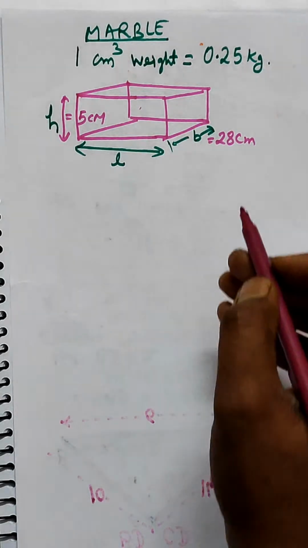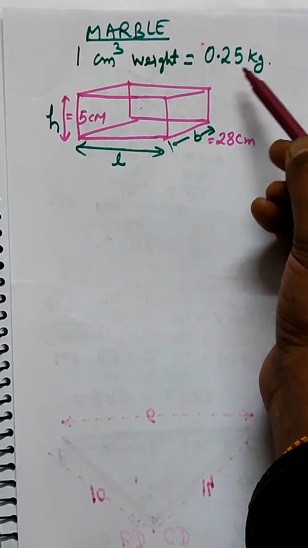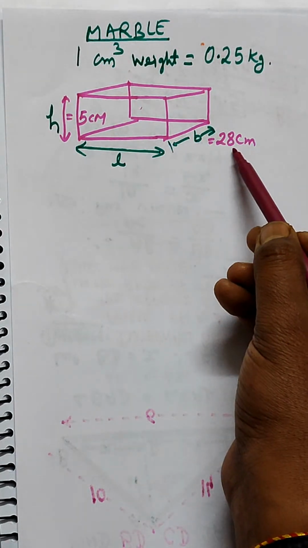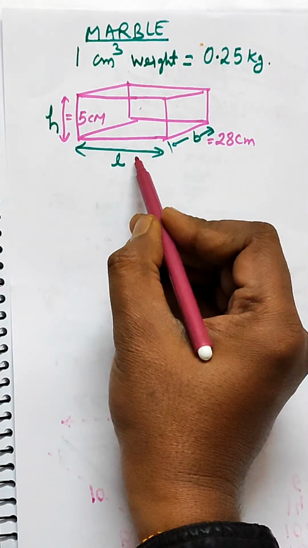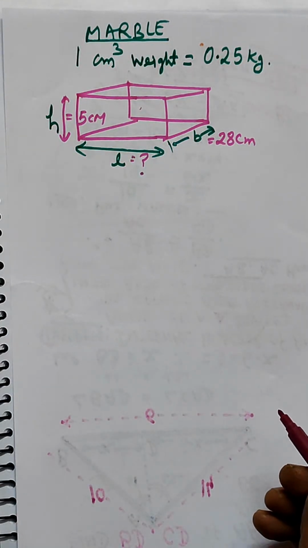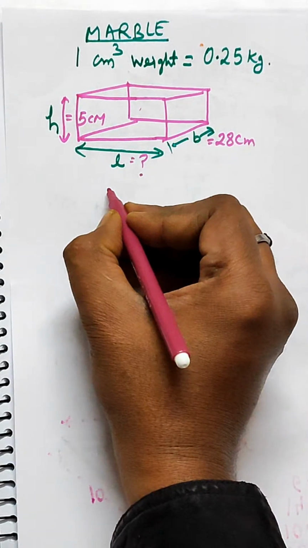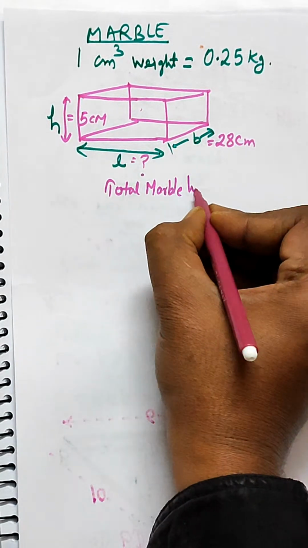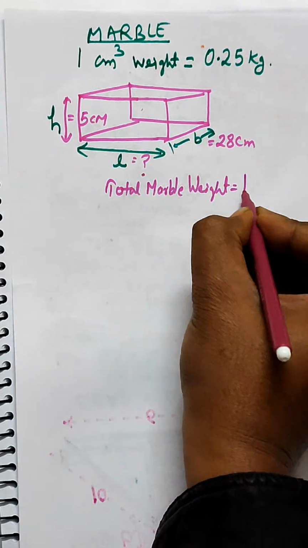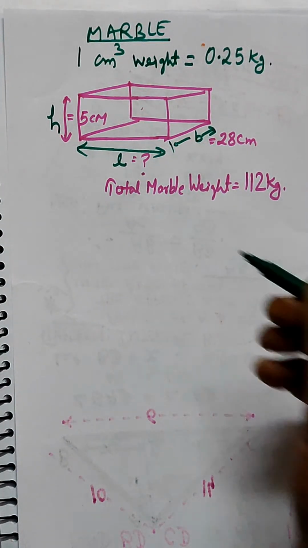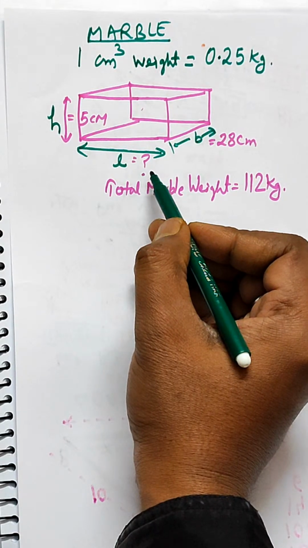So given that 1 cubic centimeter of marble weighs 0.25 kg, the marble block is 28 centimeter in width and 5 centimeter thick, the length is what? It is also given that 112 kg is the total weight. So the total marble weight is also given as 112 kg, right? Now solve this question. You have to calculate the value of length. And what will we do?